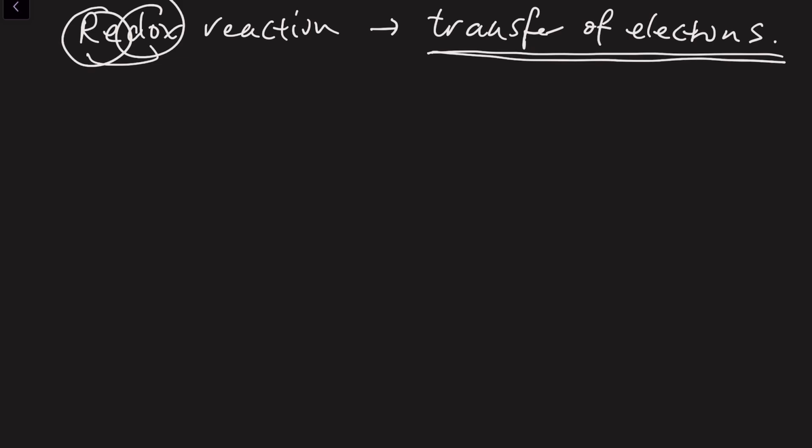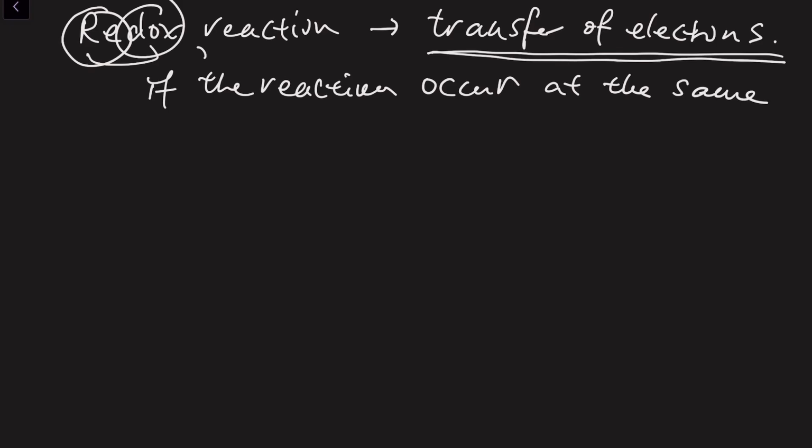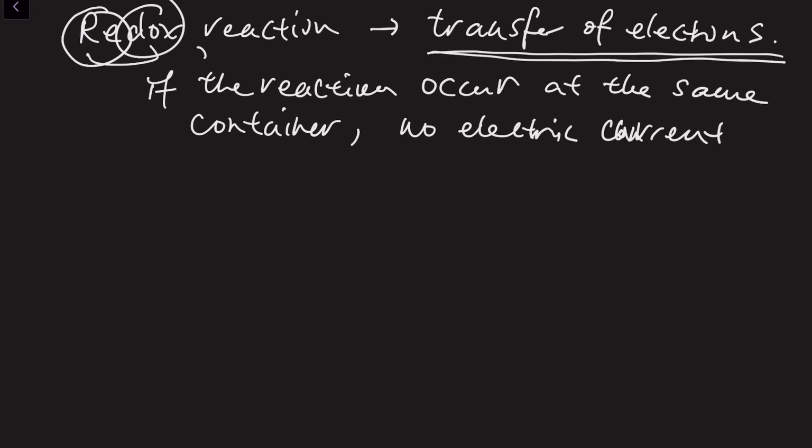So this exposes one problem with the redox reaction. If the redox reaction occurs in the same container or at the same place, there's no transfer of electrons and thus no electric current.